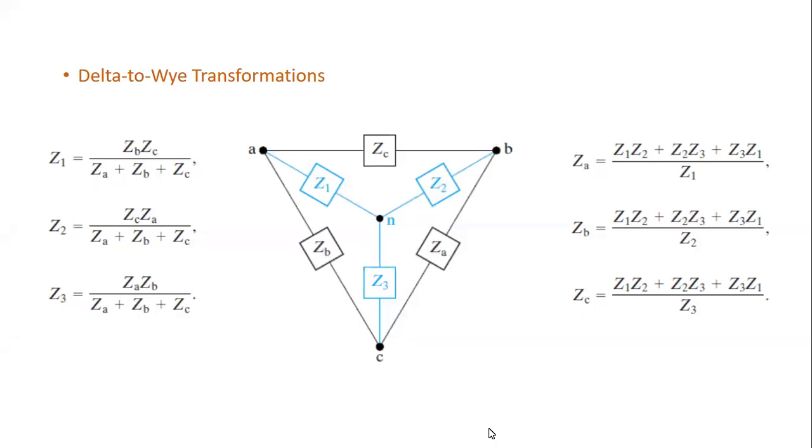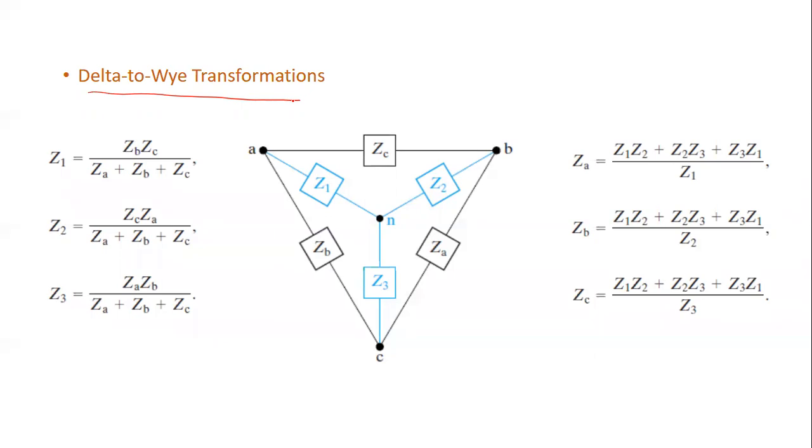Okay, so let's continue. In the previous class, we discussed impedance and admittance, and we discussed the parallel and series combination of impedances. Now we will continue this discussion with the delta to Y transformation. As you remember from previous chapters, we already discussed these delta to Y transformations.